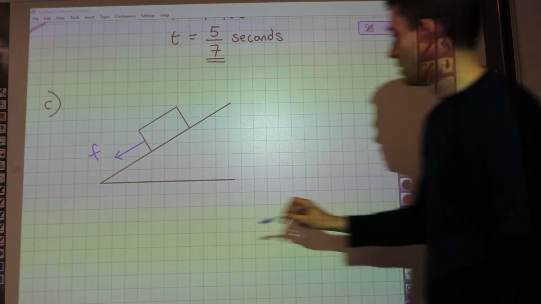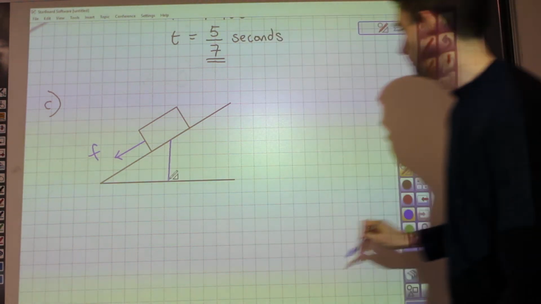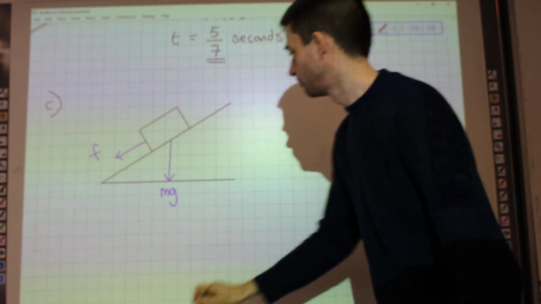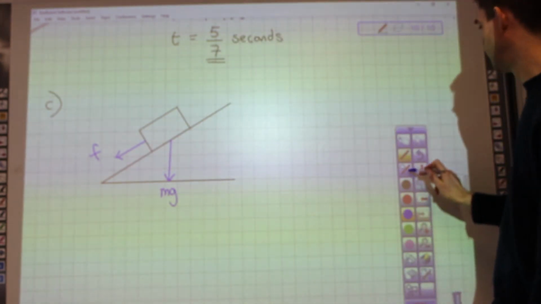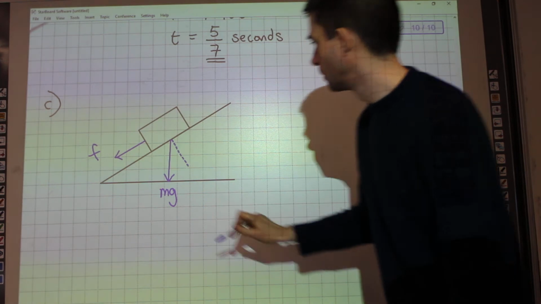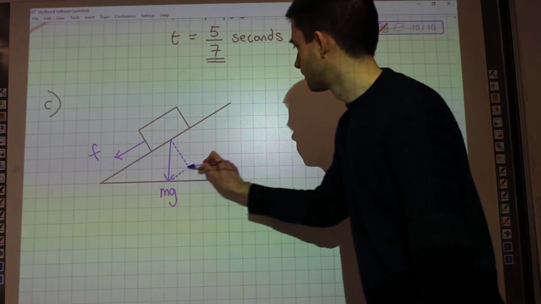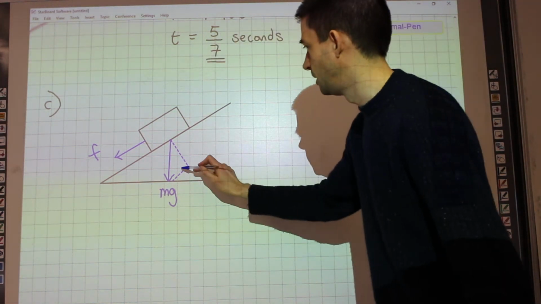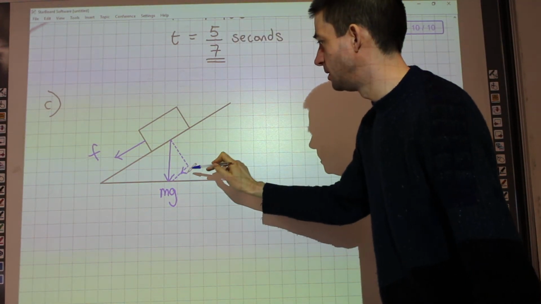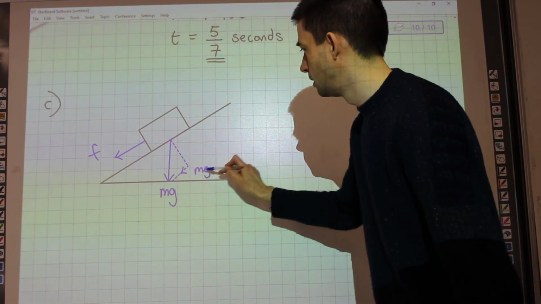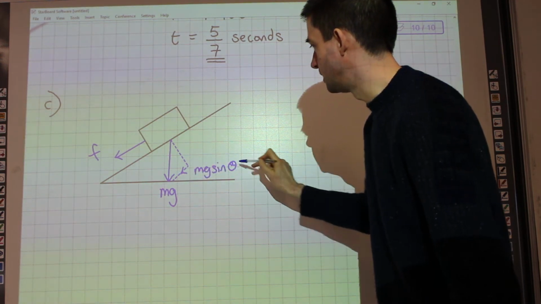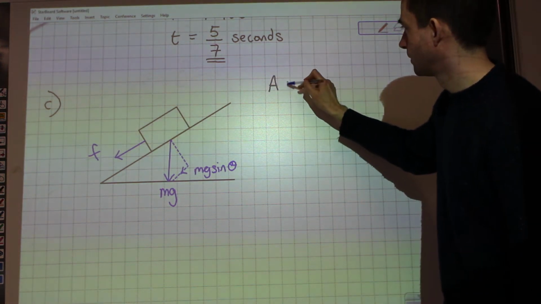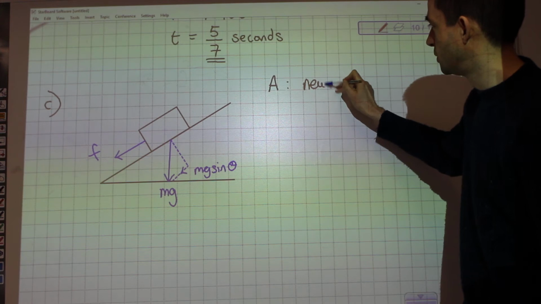So we've still got that mg, we've still got those components. The one that I'm interested in, because it's acting parallel to the plane, is that one there, which is mg sine theta. So for A, we have a new resultant force equation.